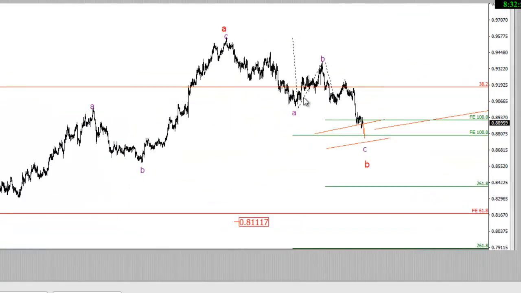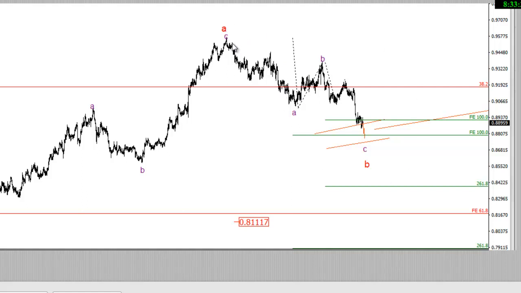Okay, this is A, B, C, a very nice zigzag. Look at the levels that I measured. The projection of A from B is 100% here, and the projection of this one from this one is 100% here. So this zone, this level, is now a very important level for us to look at, because it signifies the confluence of the internal Fibonacci projections from different places of this particular zigzag pattern.